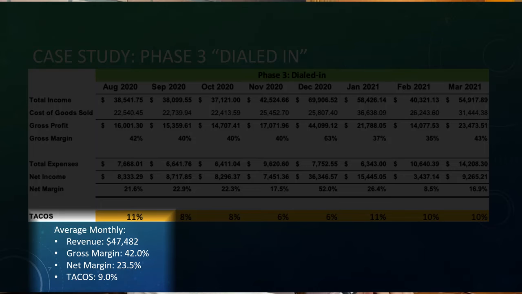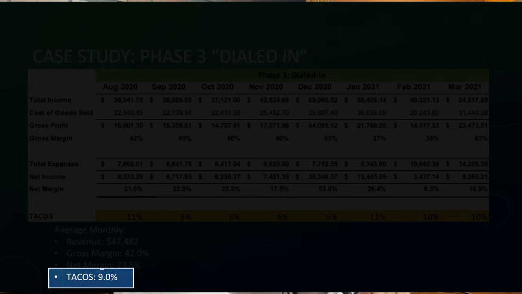Here we're still seeing good increases in average monthly revenue. Gross margin is at 42%. Net margin is at 23%. And this is the real key. This is why we do this, is to earn net income to either pay ourselves or reinvest into the business. And what I want to really highlight here is TACoS was 9%. And every company's different, but for this company, this is optimal, in my opinion.